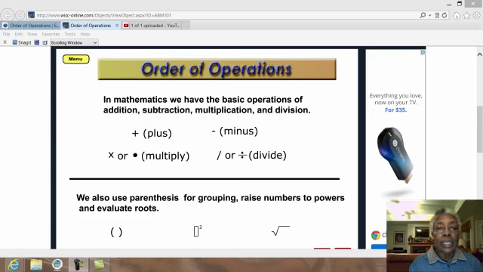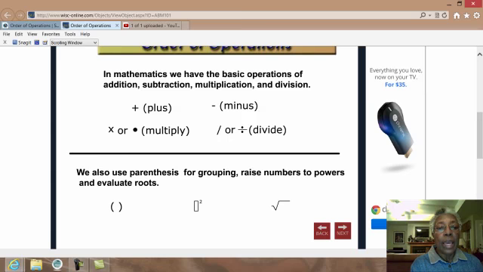Good morning, class. Welcome to Thursday's Microlecture on Order of Operations. Please excuse my dear Aunt Sally, or PEMDAS. P-E-M-D-A-S. In mathematics, we have the basic operations of addition, subtraction, multiplication, and division.